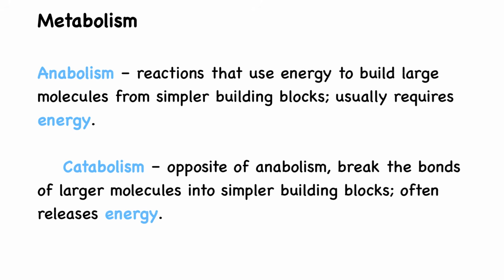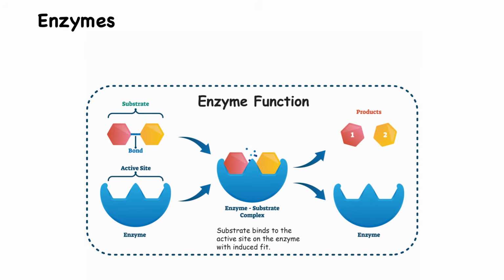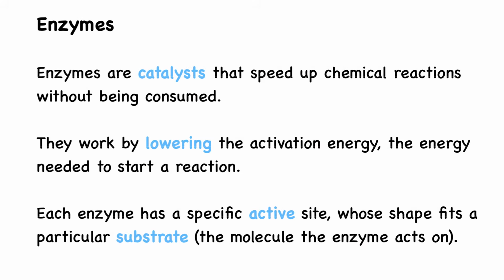You can think of catabolism as breaking things down to release energy, and anabolism as using that energy to build the cell. None of these metabolic reactions would happen fast enough without enzymes. Enzymes are biological catalysts, usually proteins, that speed up chemical reactions without being consumed. They work by lowering the activation energy, which is the energy needed to start a reaction. Each enzyme has a specific active site whose shape fits a particular substrate, the molecule the enzyme acts on.